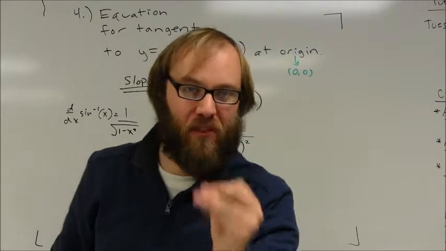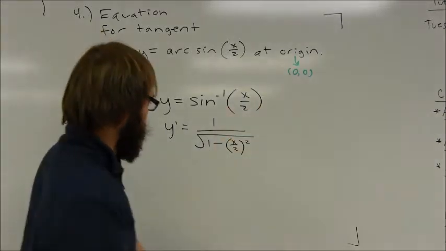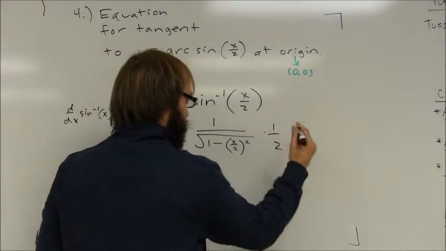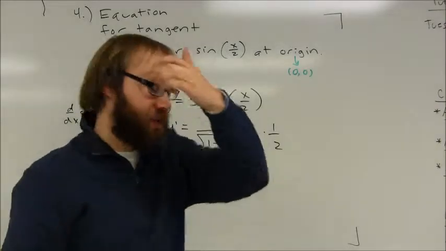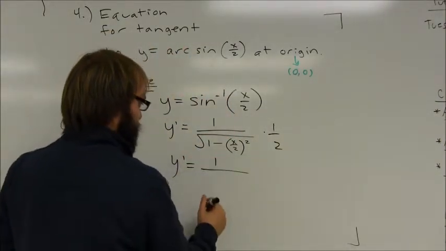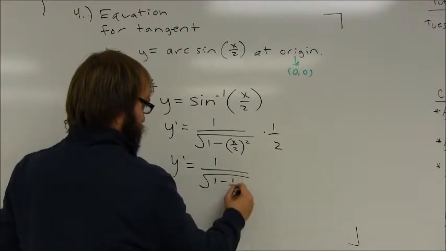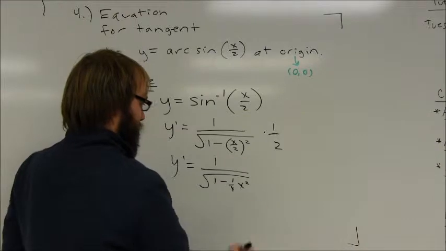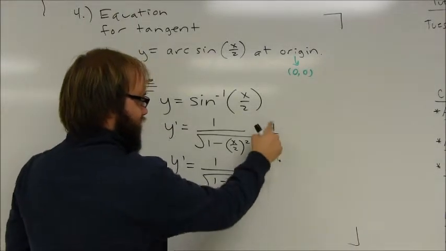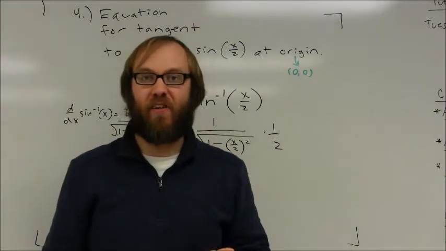You've got to remember that derivative of that inside function. That's a 1/2 x. So derivative there is going to be 1/2. You multiply this whole thing by 1/2. All right, what happens here? Well, a little bit of simplifying. Y prime is equal to 1 over radical 1 minus 1/4 x squared. It's all being multiplied by 1/2. So numerator gets multiplied by 1, denominator gets multiplied by 2. I'm going to put the 2 out in front there.